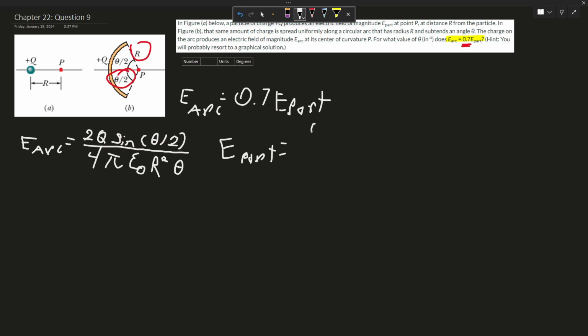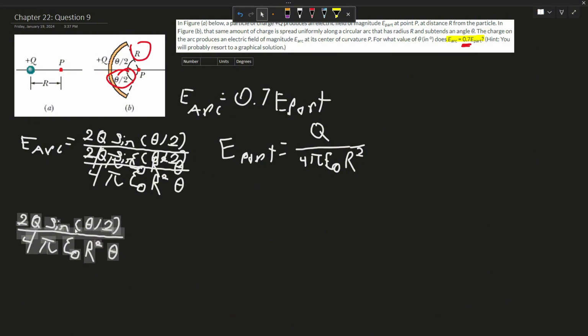But you have Q over 4 pi, the root E again, over R squared. I drew it badly, but these two are the same. Okay? So now you set these two equal to each other.